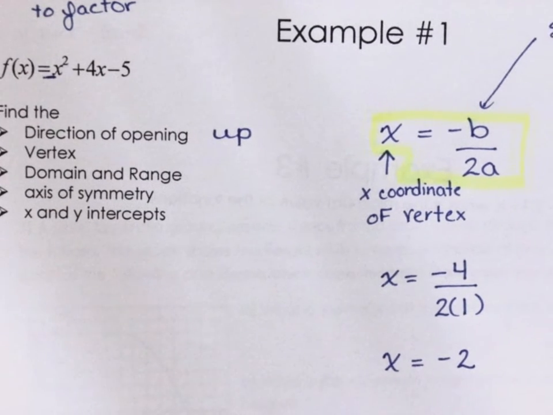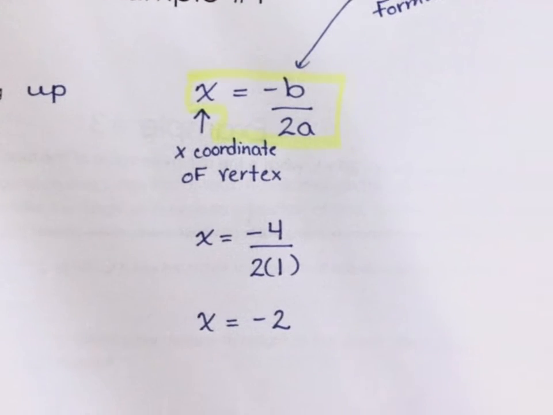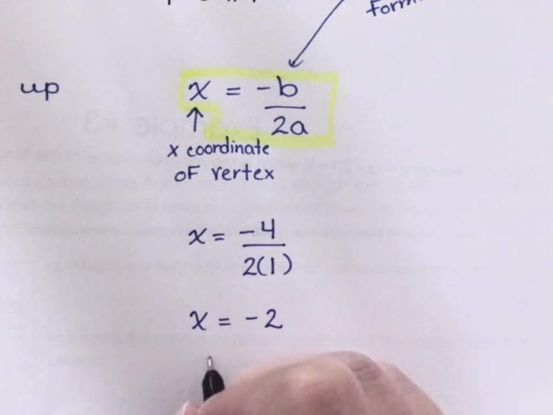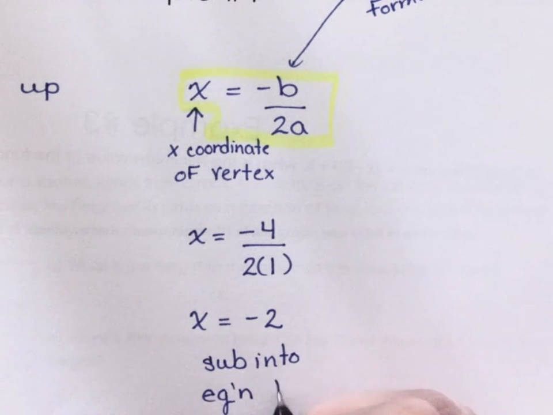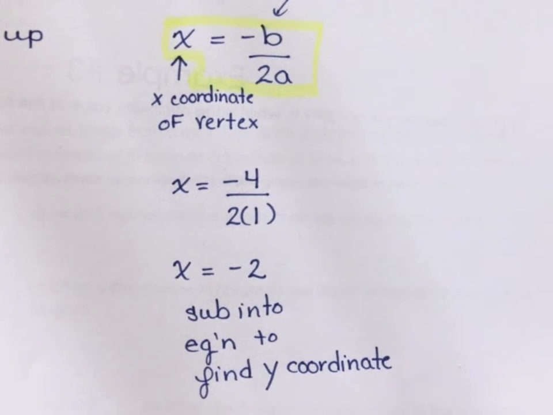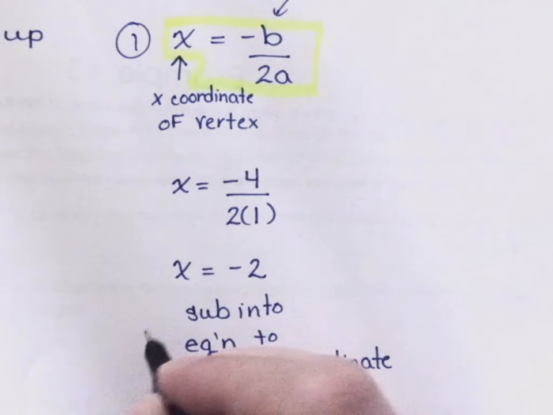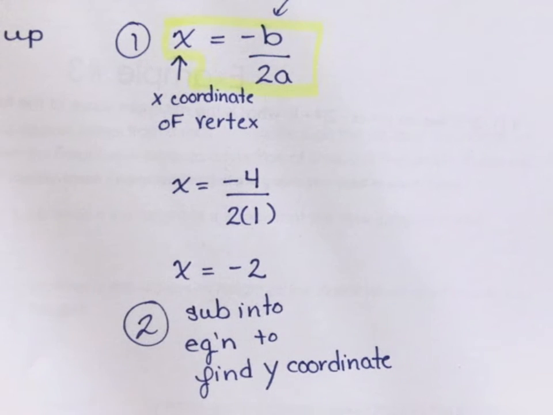So in order to find the y-coordinate, all you do is you take this one and sub into the equation to find the y-coordinate. And you guys know that f of x is, so step 1 is to do the secret formula. Step 2 is going to be to sub into the equation, and that's my shorthand for equation, to find the y-coordinate of the vertex. You guys know that f of x can be replaced with the letter y, right? I can just switch those out.